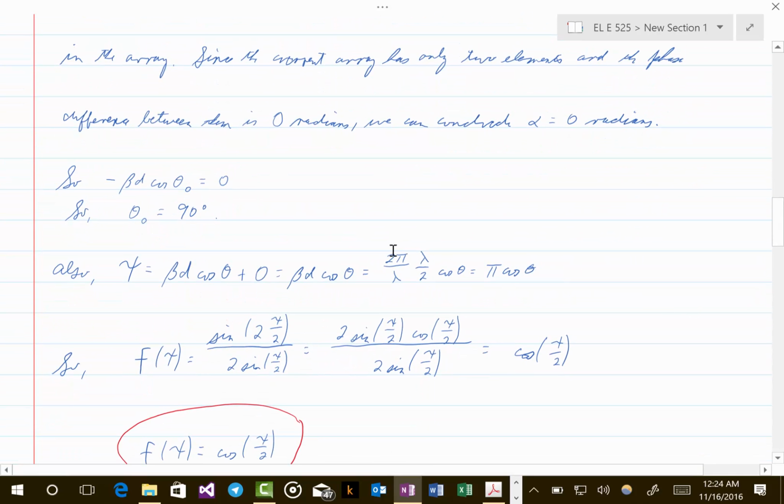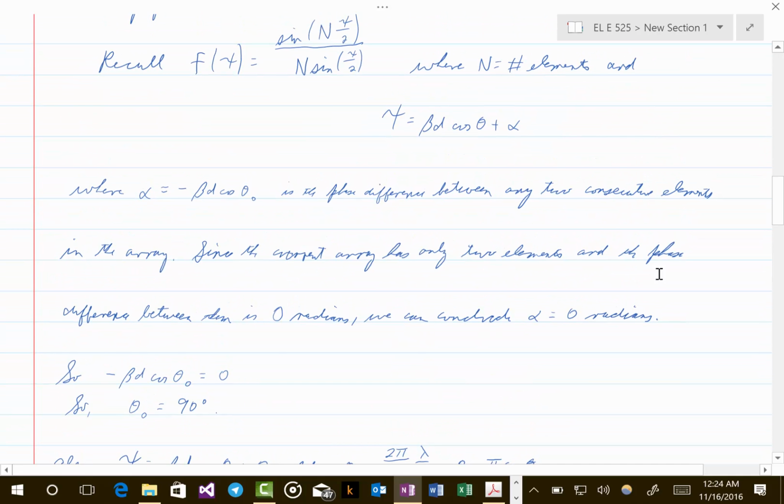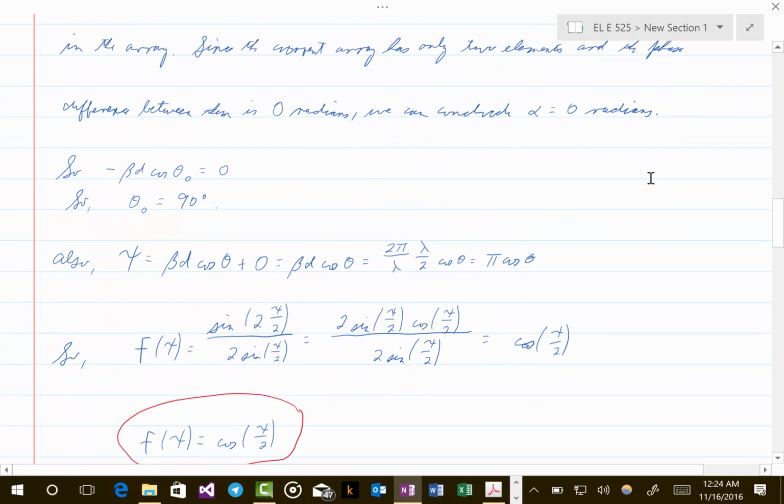Okay, so returning then, as we said before, psi is equal to beta d cosine theta plus alpha, and alpha in this case is 0, so psi equals beta d cosine theta plus 0, or beta d cosine theta. And of course beta is 2 pi over lambda, and d, the spacing between the dipoles, was half a wavelength, so that's lambda over 2, and so beta d cosine theta is the same thing as pi cosine theta.